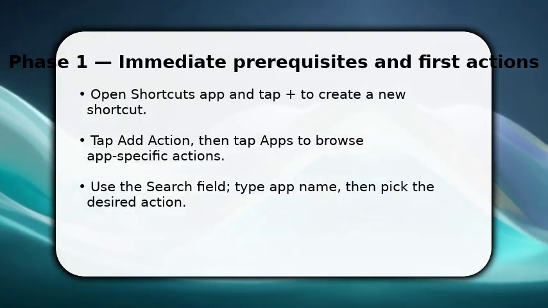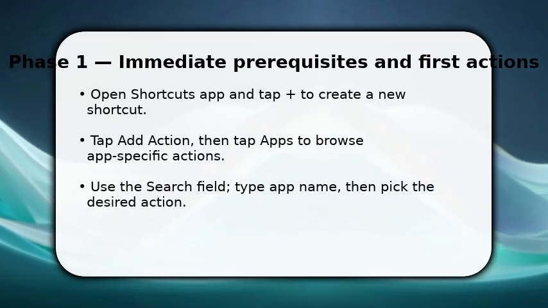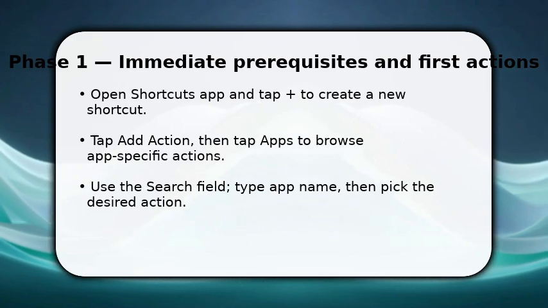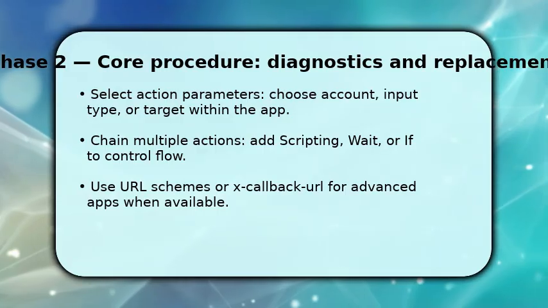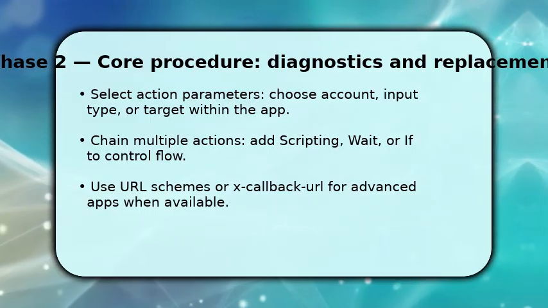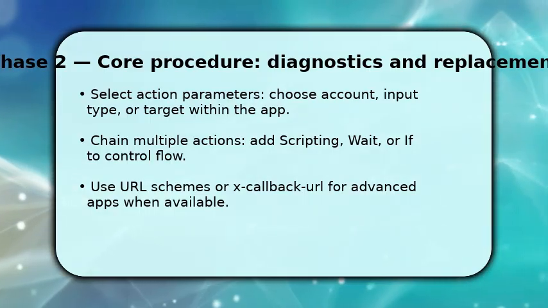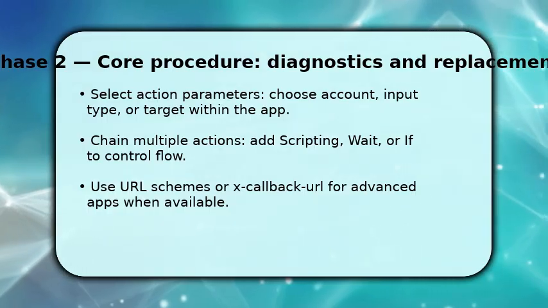This first choice decides how the shortcut will behave, so think whether you want to launch the app or trigger an in-app task. Next, configure the action so it does what you need. Adjust parameters like account, input type, or a specific target inside the app. Once configured, chain more actions, add scripting, wait, or if to control flow and handle conditions, because many tasks need sequencing.